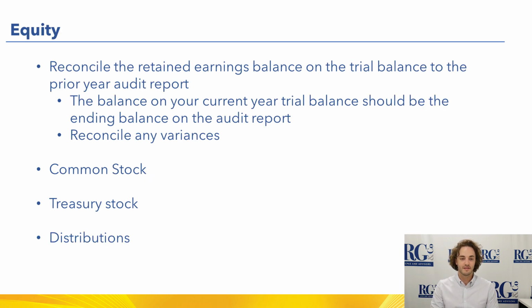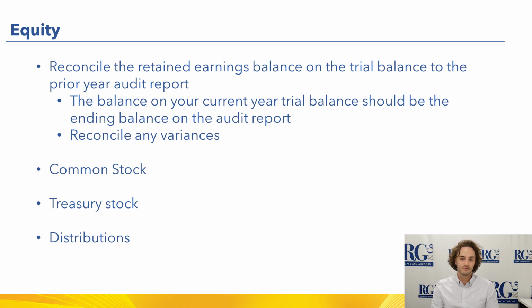Last on the balance sheet is the equity section. This can get complicated quick, or it can be very easy. The retained earnings balance on your current year trial balance should tie directly back to your prior year audited financials ending balance. While a variance here can sound daunting, it's usually one of three options, or potentially all three.